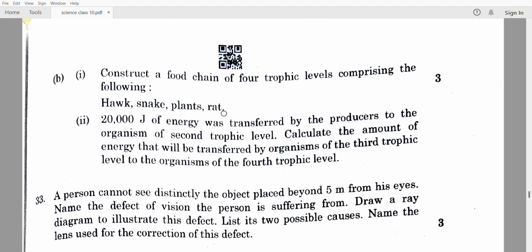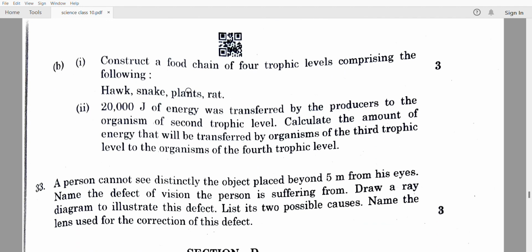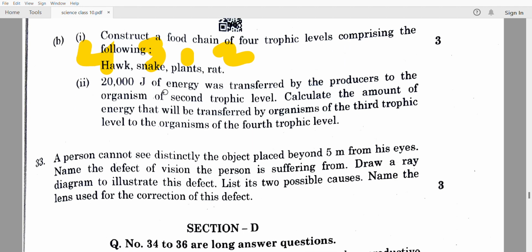Next question. Construct a food chain of 4 trophic levels comprising the following: hawk, snake, plant, rat. So the first trophic level is plant, then plants are eaten by rats, rats are eaten by snakes, and snakes are eaten by hawks. So this will go to the fourth one. 1, 2, 3, 4.